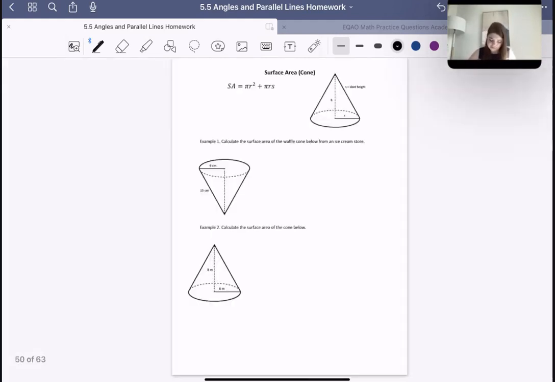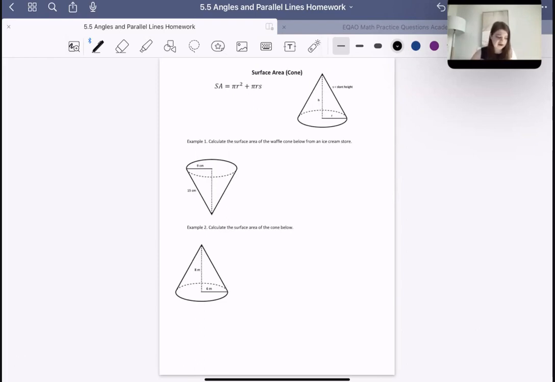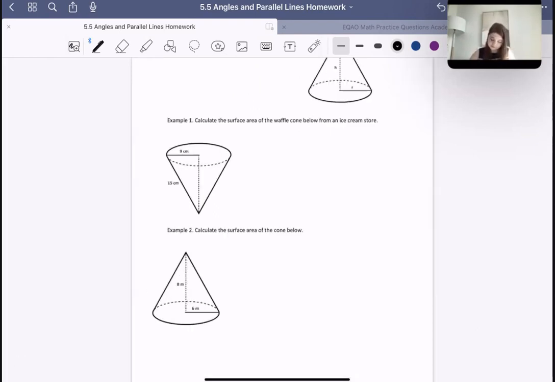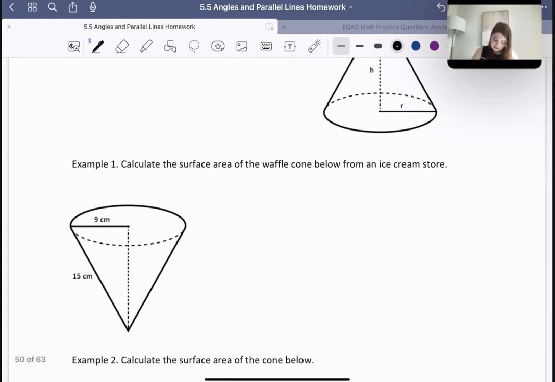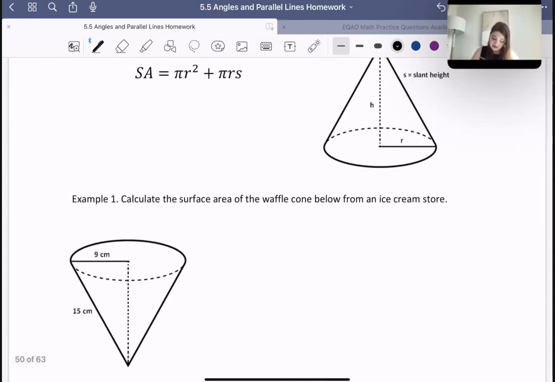Good. All right, let's now do the surface area of a cone. So the surface area of a cone is pi r squared, which is going to be the area of the base of our cone, plus pi r s, which is pi r times the slant height, s. Okay? So now we're going to calculate the surface area of the waffle cone below from an ice cream store. Okay?